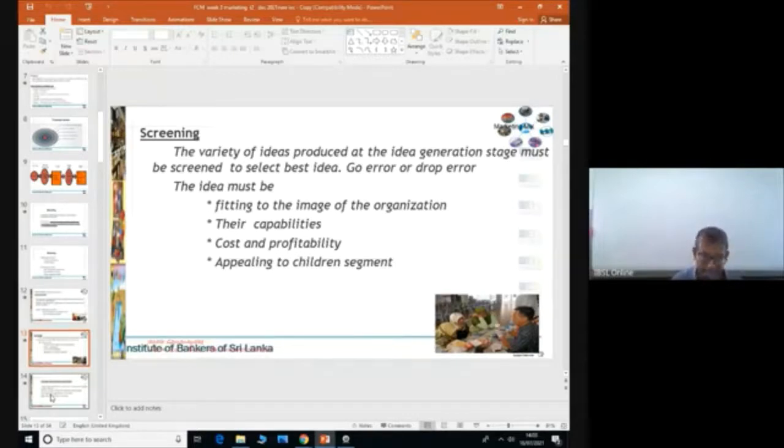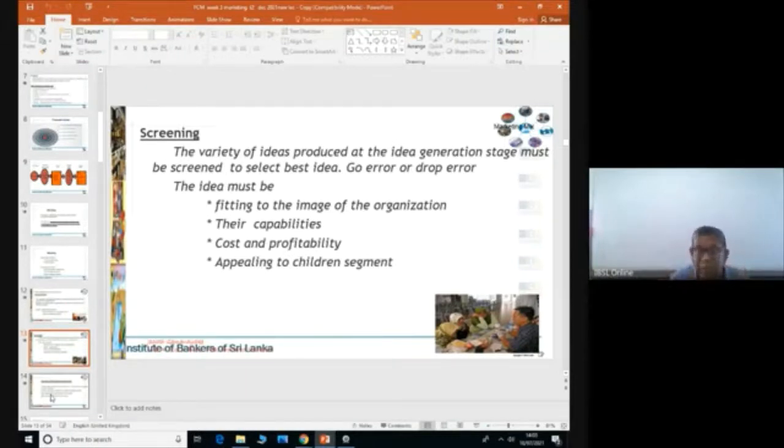Right? So that's a marketing word. Okay, now once you do the screening or shortlisting, sometimes we call it the best ideas, you have to look at certain factors. What are the best ideas out of many ideas?